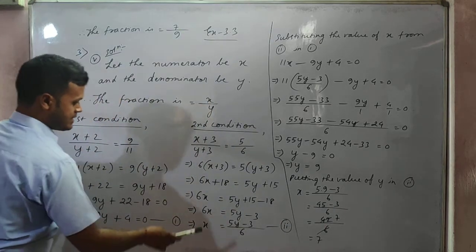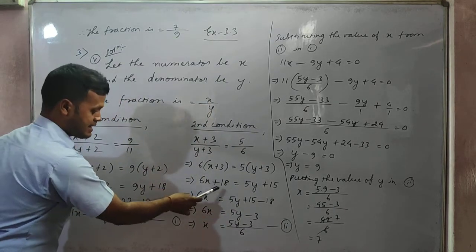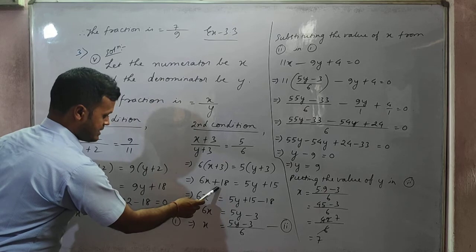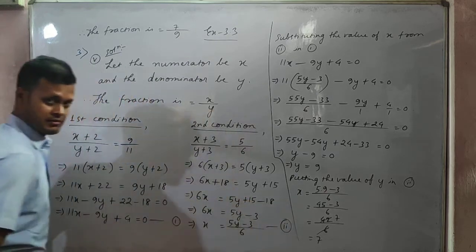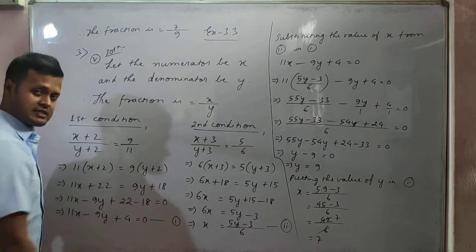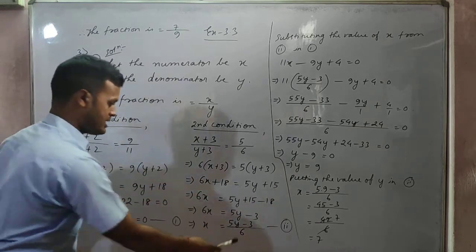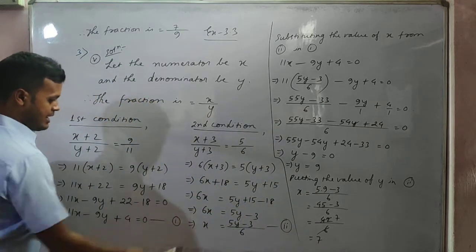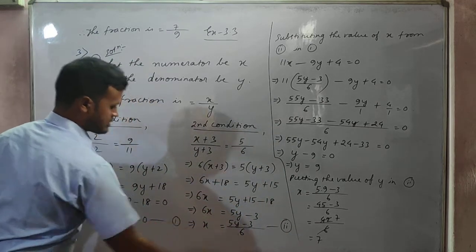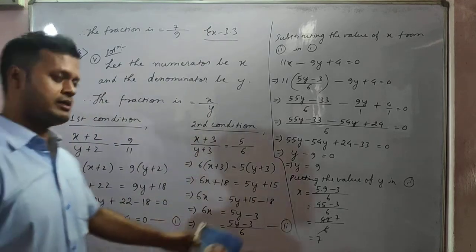Now what I did is, this 18 is added here. If I take it to the other side, it will become minus, because this 18 is plus. 15 minus 18 is how much? 3. And 6 is multiplied here. If I take it to the other side, it will get divided. So mark it number 2.